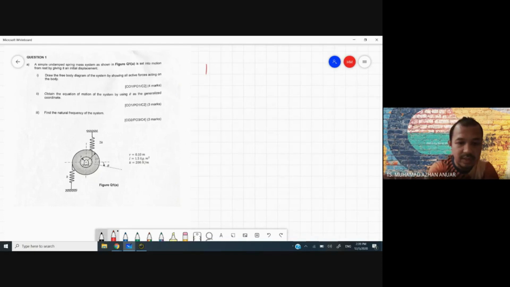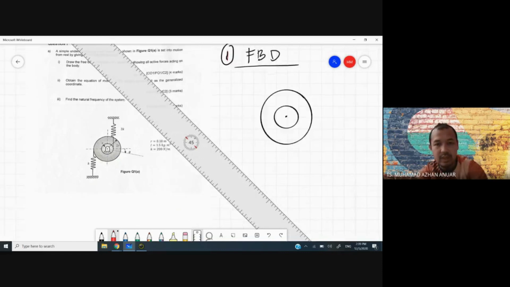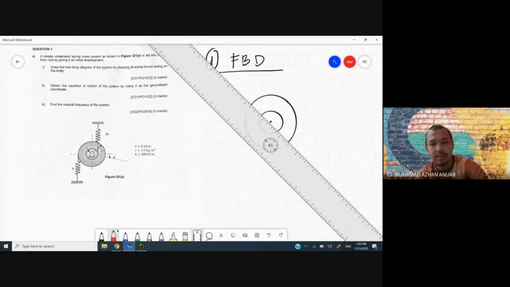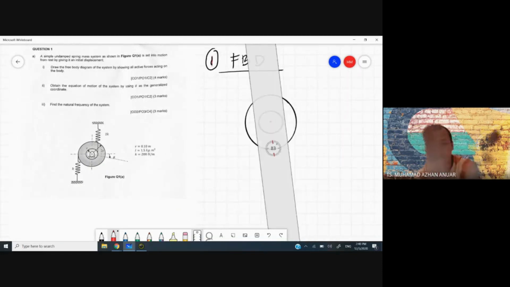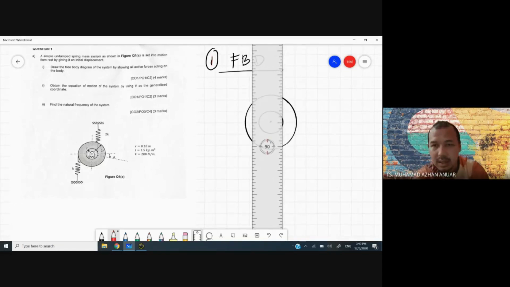Step number 1, you should have the free body diagram. You have 2 circles, which are 2 pulleys, and we have a reference point O in the middle. Let's draw our forces in the system. You have 2 forces in the system. So I just draw a line here.